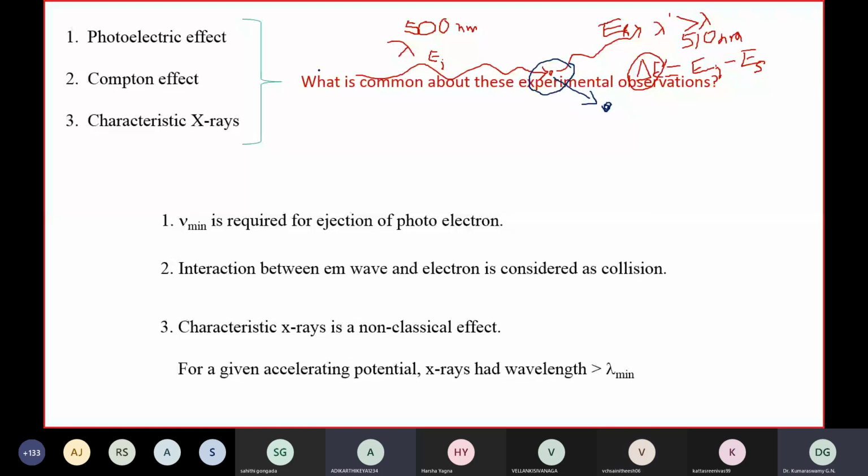Sir, work function is the energy of electron, no, sir? Yes. Incident radiation energy should be more than the work function. Then only electrons are ejected. That is the meaning.